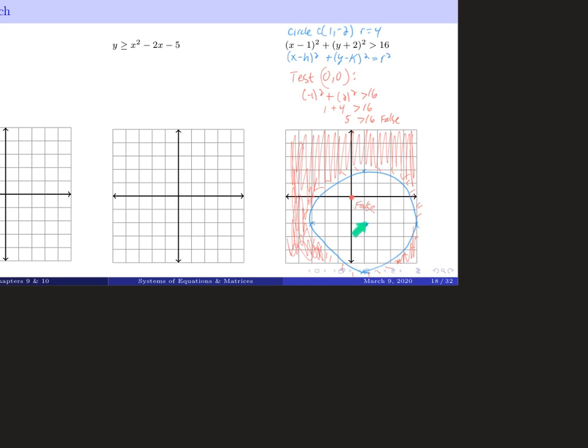1, negative 2 is right there. Go right 4, up 4, left 4, down 4. Those are 4 points on my circle, and then I tried to draw a reasonably shaped circle.